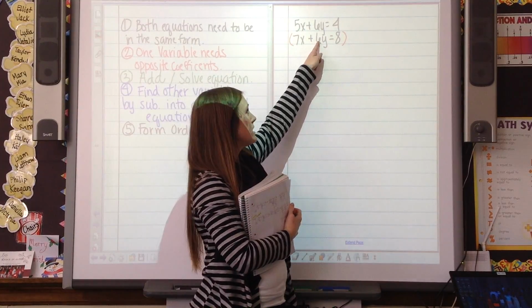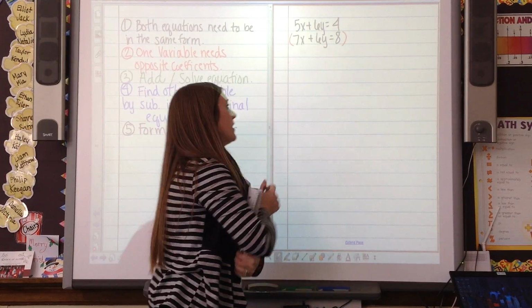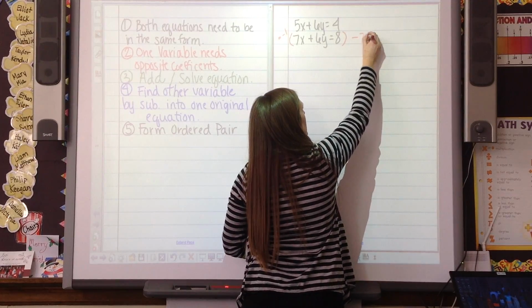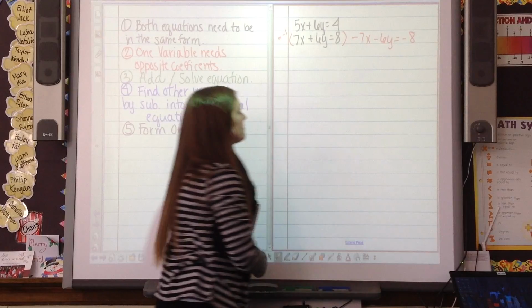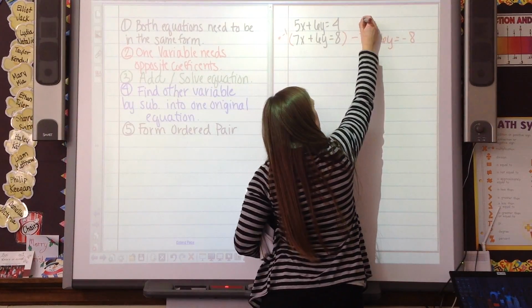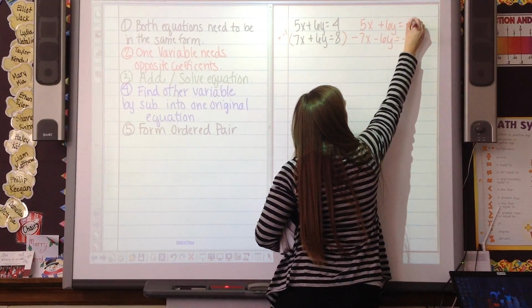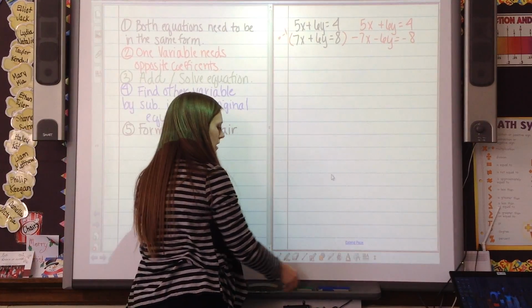To make this be a negative 6, I have to multiply the whole equation by a negative 1. So this would change to negative 7x minus 6y equals negative 8. The first equation I did not change. I'm just going to stack it on top of the other one. Okay. Now that I have opposite coefficients, I can go ahead and add.